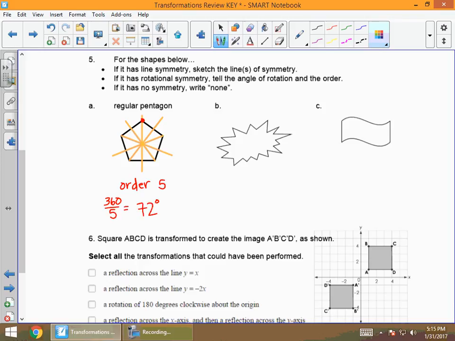So it has line symmetry with 5 lines. It has rotational symmetry at 72 degrees. So every 72 degrees, it would land right back on top of itself again.